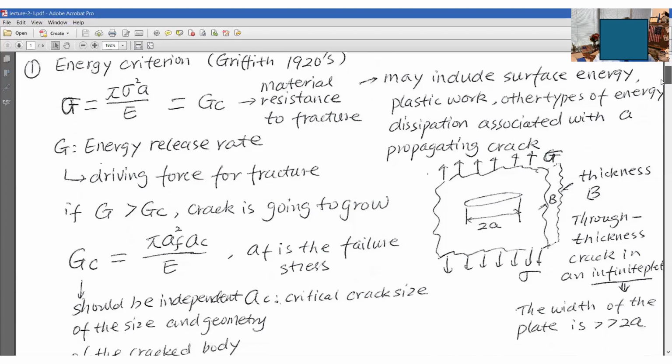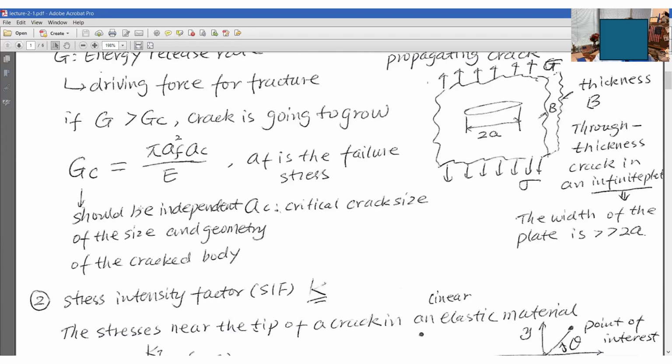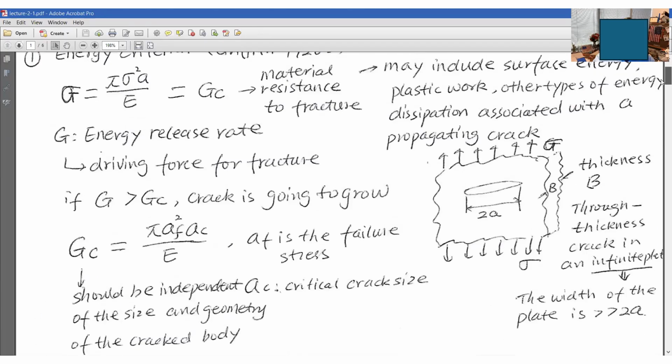So how do we calculate GC? GC is determined using this equation. It has a similar form to how we calculate the energy release rate: pi sigma_f squared a_c over E, with E the Young's modulus. Sigma_f is the failure stress, the stress at which the crack is going to fail, and a_c is the critical crack size. This GC should be independent of the size and the geometry of the cracked body. This is our assumption, okay?